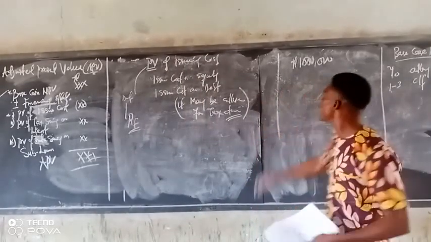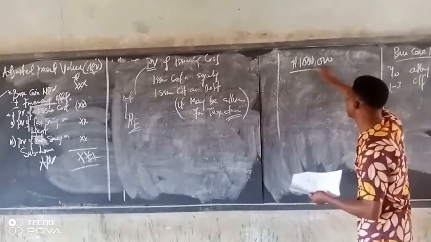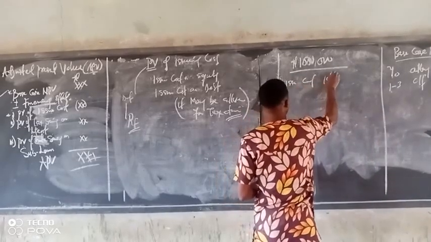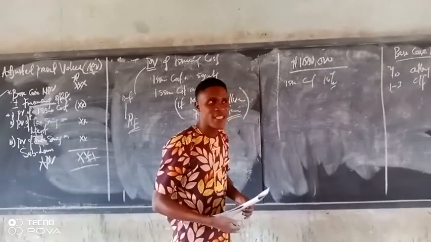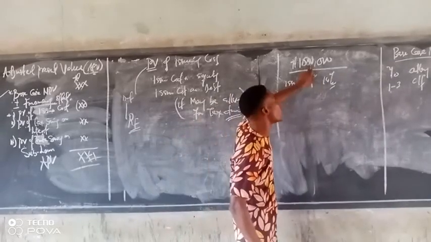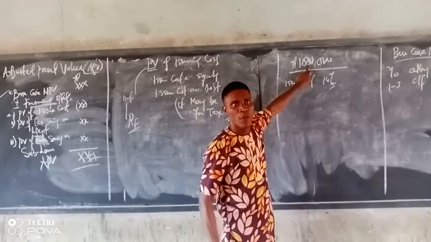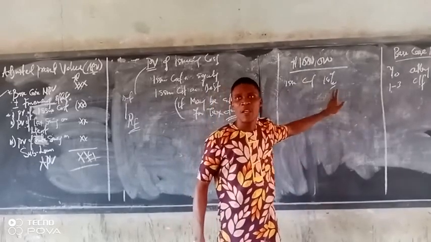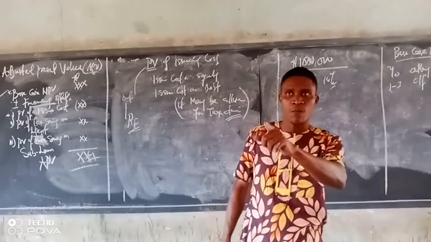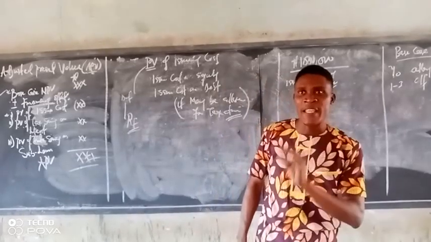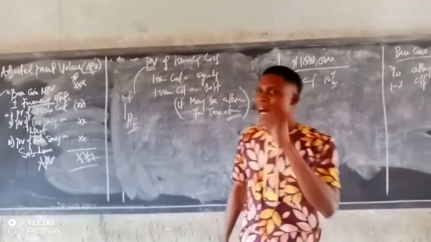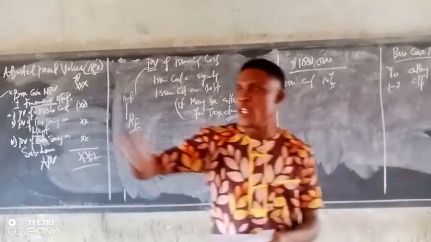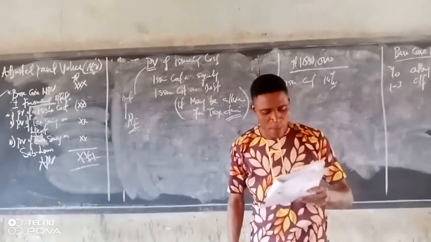So if you need 1 million naira and your issue cost is 10%, your issue cost is not 10% of 1 million naira. You have to be very careful. You must be able to know how to calculate your issue cost. Remember, examination aids in your part.